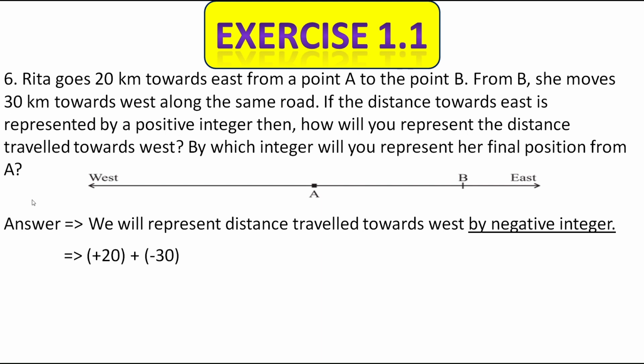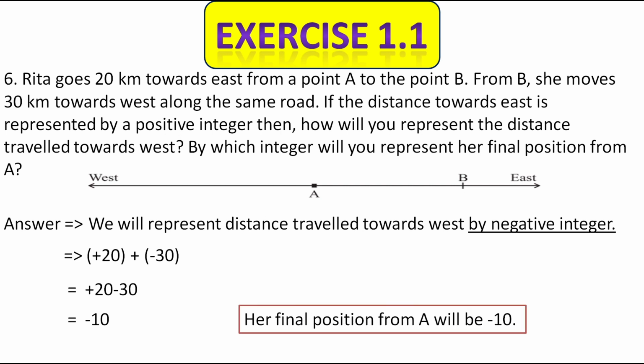Okay. Now here in between we have a plus sign, so no need to change the sign of the next digit. Here both of them have different signs, so we have to subtract them. 30 minus 20 gives you the answer as 10. Minus 10. Why minus 10? Because here the bigger number is 30 and it has a minus sign. Okay. So the final position from A is towards west with 10 kilometers. Her final position from A will be minus 10, that means towards west because it has a minus sign.